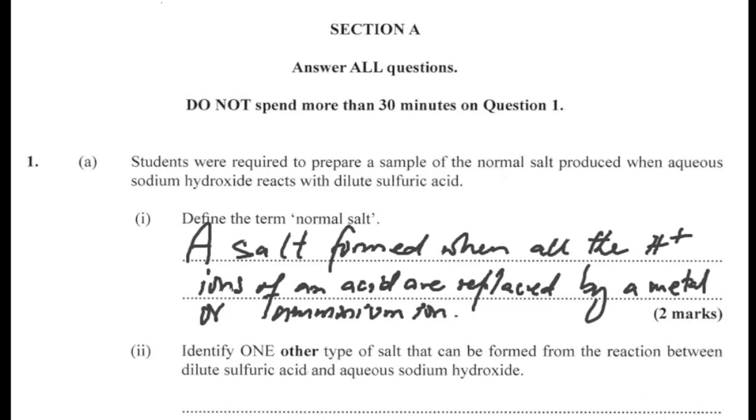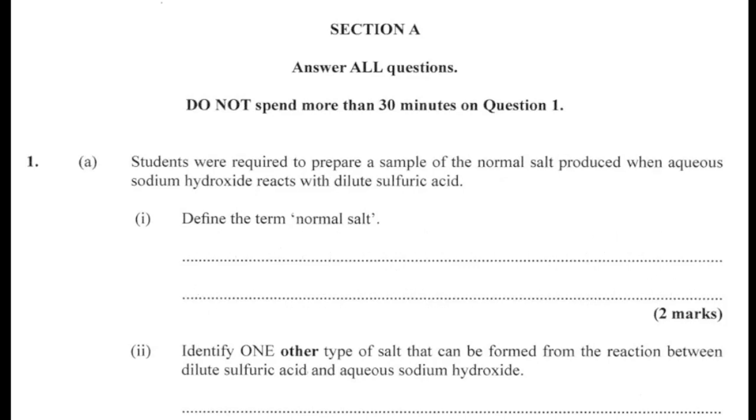And they're asking us in part 2 to identify one other type of salt that can be formed from the reaction between dilute sulfuric acid and sodium hydroxide. All right, so part A of number 1. Students were required to prepare a sample of the normal salt produced when aqueous sodium hydroxide reacts with dilute sulfuric acid. So, all right, sulfuric acid is a diprotic or a dibasic acid.